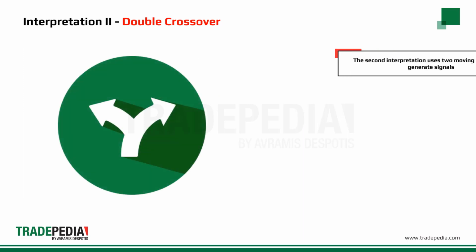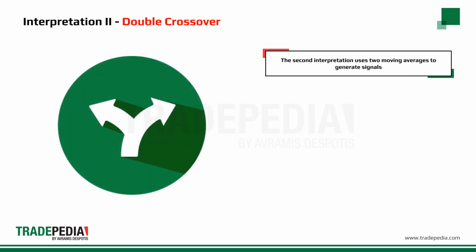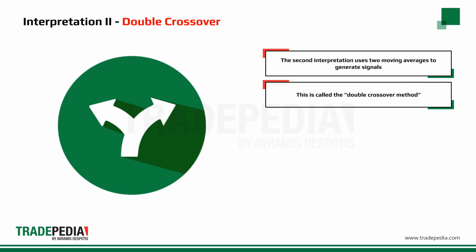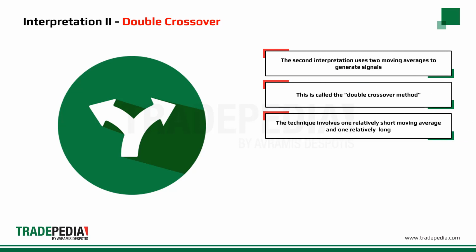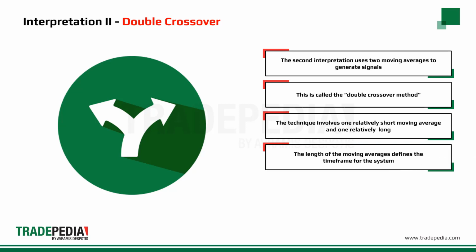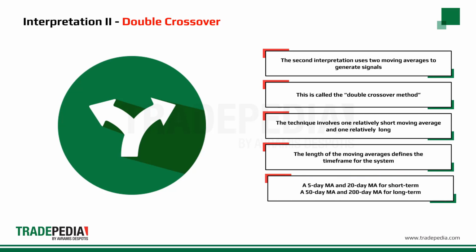The second interpretation uses 2 moving averages to generate signals. This is called the double crossover method. This technique involves one relatively short moving average and one relatively long. The length of the moving average defines the time frame for the system. A system using a 5-day MA and a 20-day MA would be deemed short-term, whereas 50-day MA and 200-day MA is considered long-term.